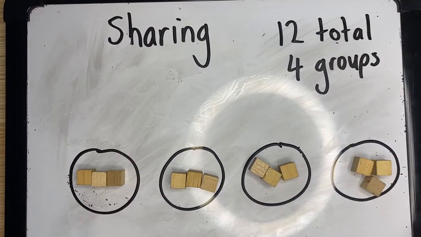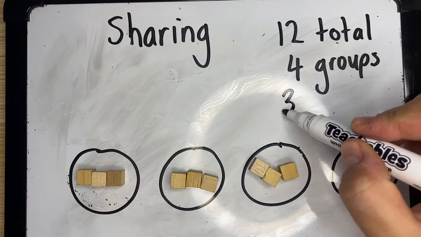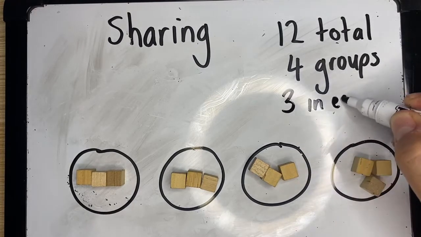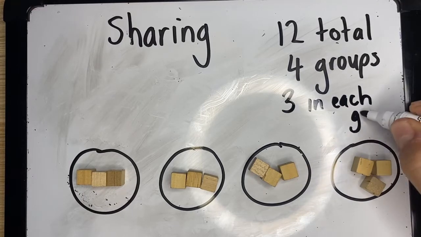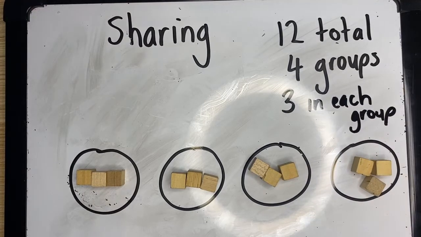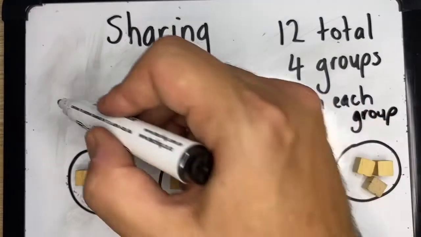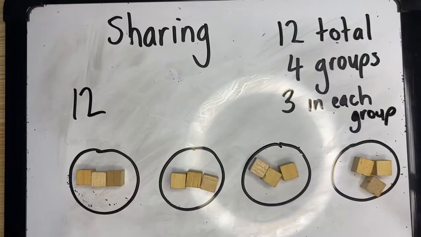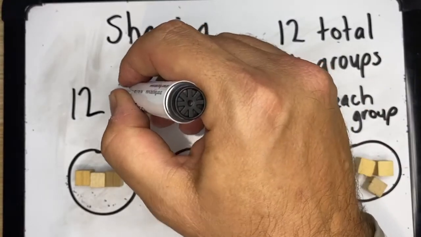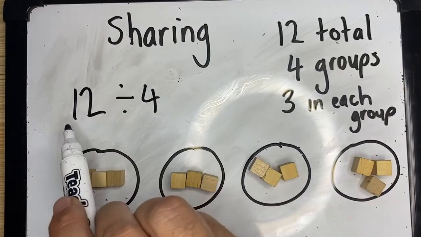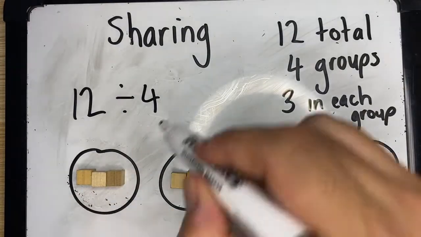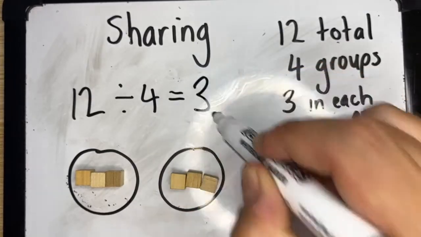Can you say out loud how many are in each group? If you said 3 in each group, you are correct. Now, to go further than this, we need to create a division sentence. So, there's 12 in total, and we know that there are 4 groups, so 12 divided into 4 groups is 3 in each group.